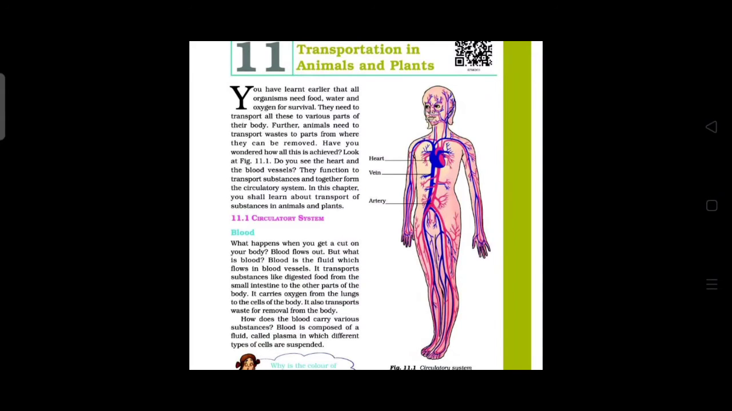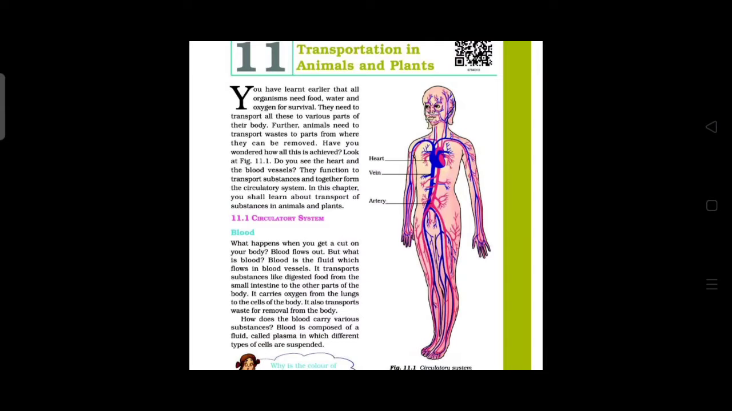Further, animals also need to transport waste to parts from where it can be removed. Animals need transportation. Do you see the heart and the blood vessels? We see the heart, right?